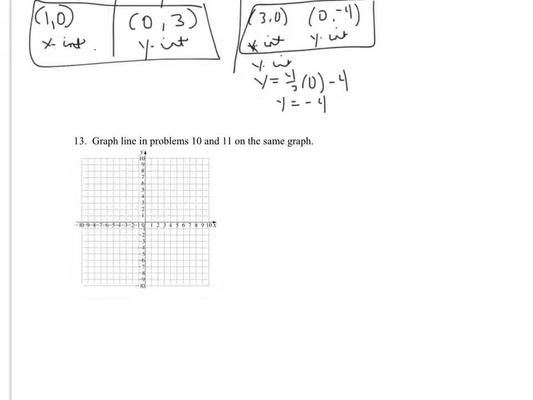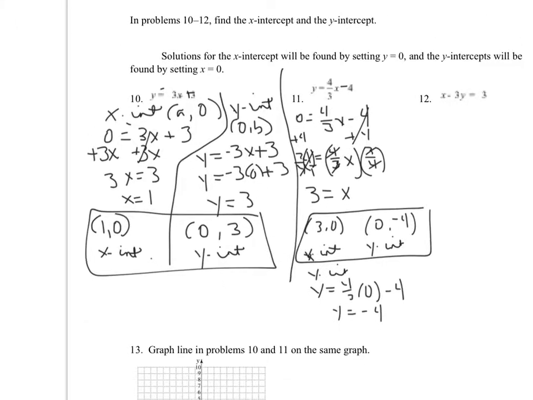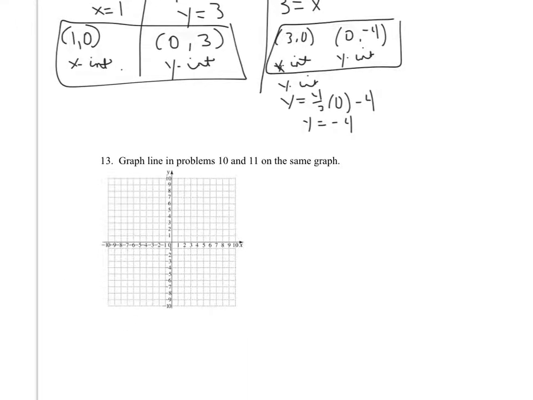Now what we're going to practice is how you would graph these lines, and since we have the intercepts, we can graph these lines pretty easily using the intercepts. We also were given these equations in slope-intercept form. So I will show you on this first equation, the y equals -3x plus 3.